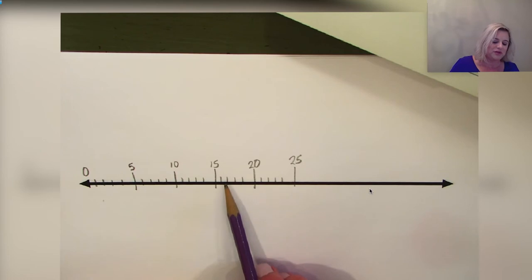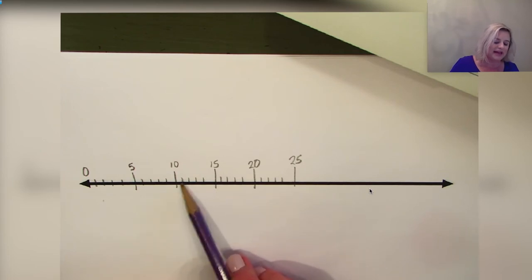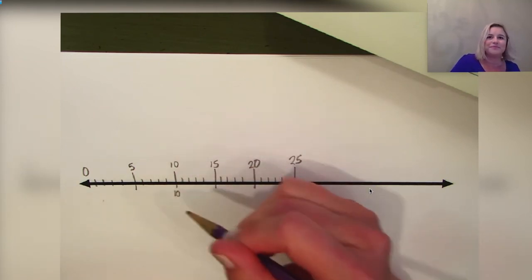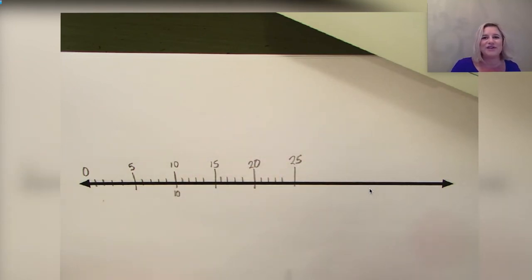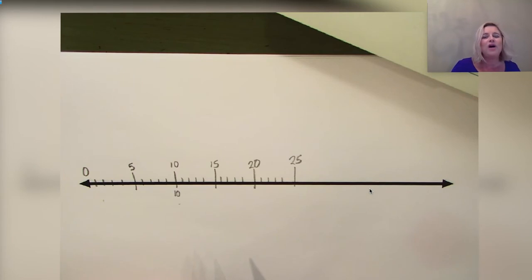1, 2, 3, 4, 5, 6, 7, 8, 9, 10. What number did I land on? 10, right again. I counted down 10 spaces to the number 10. Now I have written the number 10 below the line. Now I know I already have the number 10 on top, but I wrote the number 10 on the bottom just to help me remember what I did.